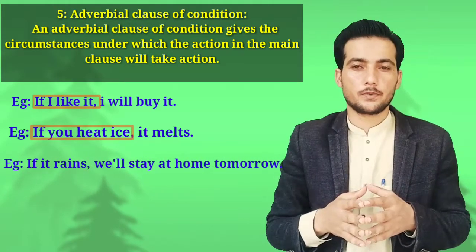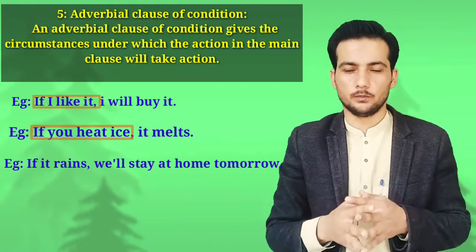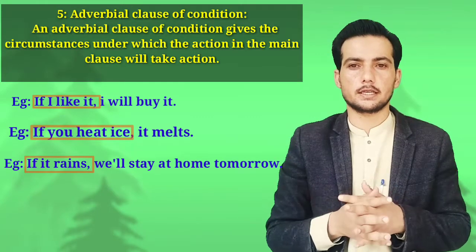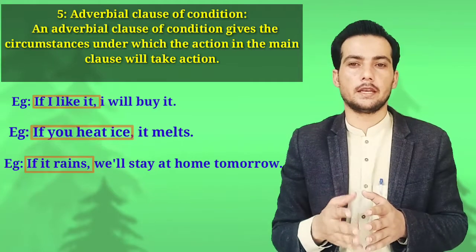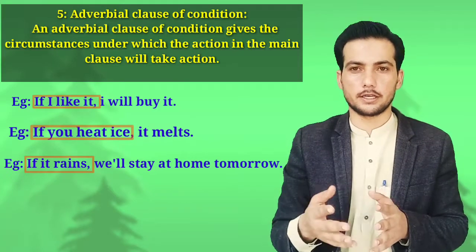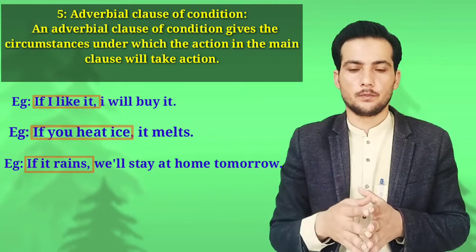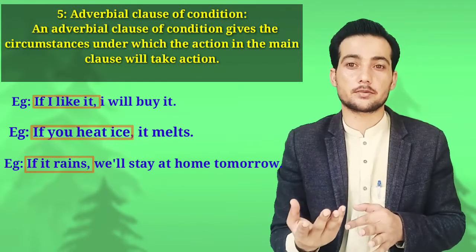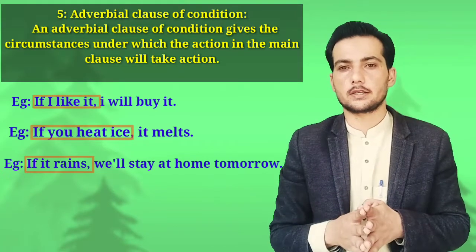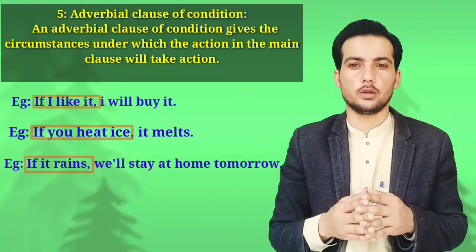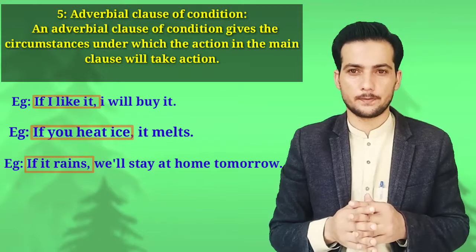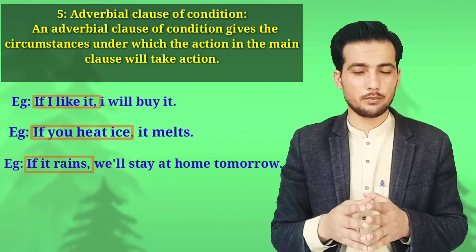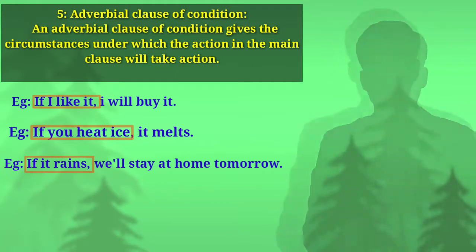If it rains, we will stay at home tomorrow. Again, at the beginning is the subordinating conjunction "if," and after that the subject "it" and the verb "rains." So "if it rains" provides a condition or circumstances. In which situation will we stay at home? If it rains. So that is why "if it rains" is an adverbial clause of condition.